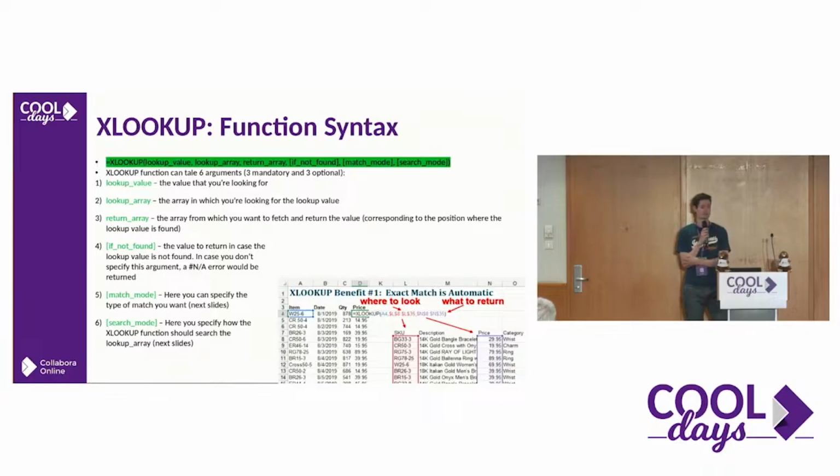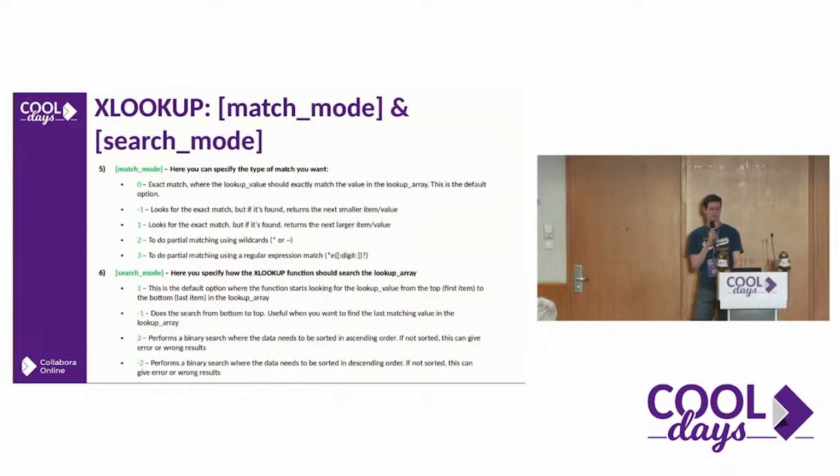Then we have three optional parameters. The fourth parameter is for error handling, the if_not_found value: the value to return in case the lookup value is not found. In case you don't specify this argument, you will get back a not-a-number error value. And the last two parameters, the match mode and the search mode, offer you many other things, which you can see on this slide.